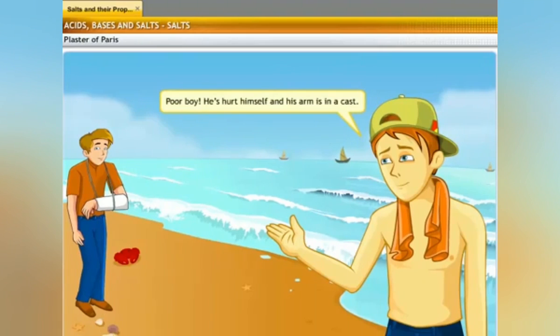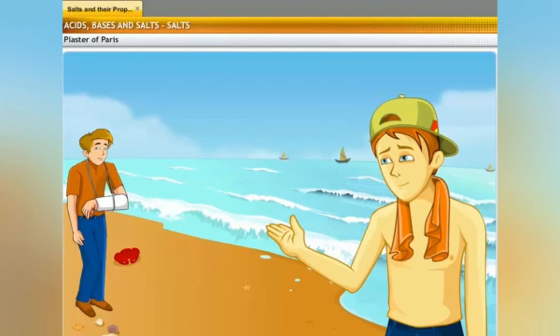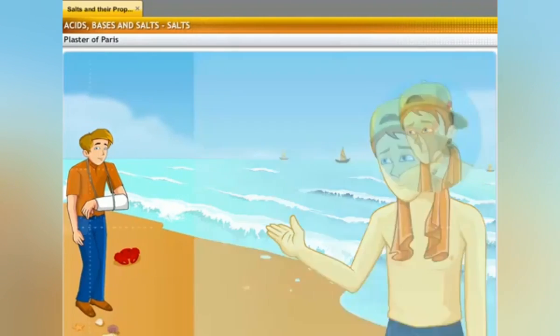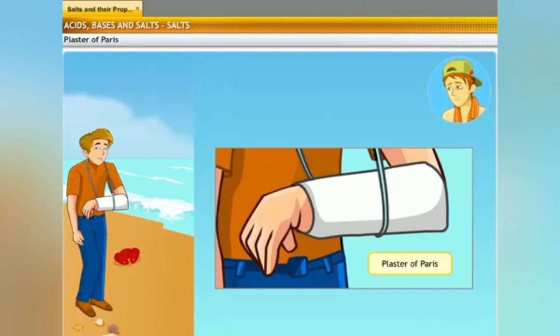Poor boy! He's hurt himself, and his arm is in a cast. Do you know what that cast is made of? No? It is made of plaster of Paris.